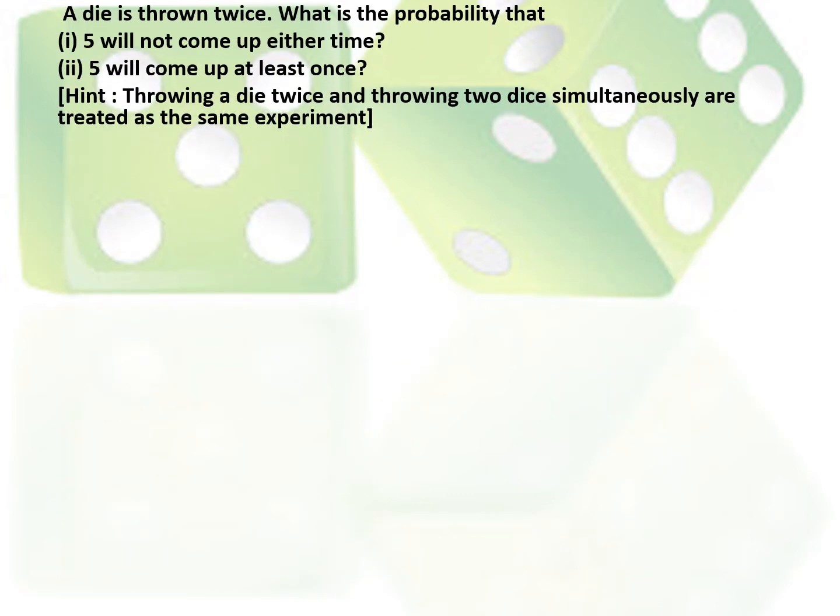Let us now discuss another question. A die is thrown twice. What is the probability that 5 will not come up either time? Second, 5 will come up at least once. Here is one hint also. Throwing a die twice is same as throwing two dice simultaneously.